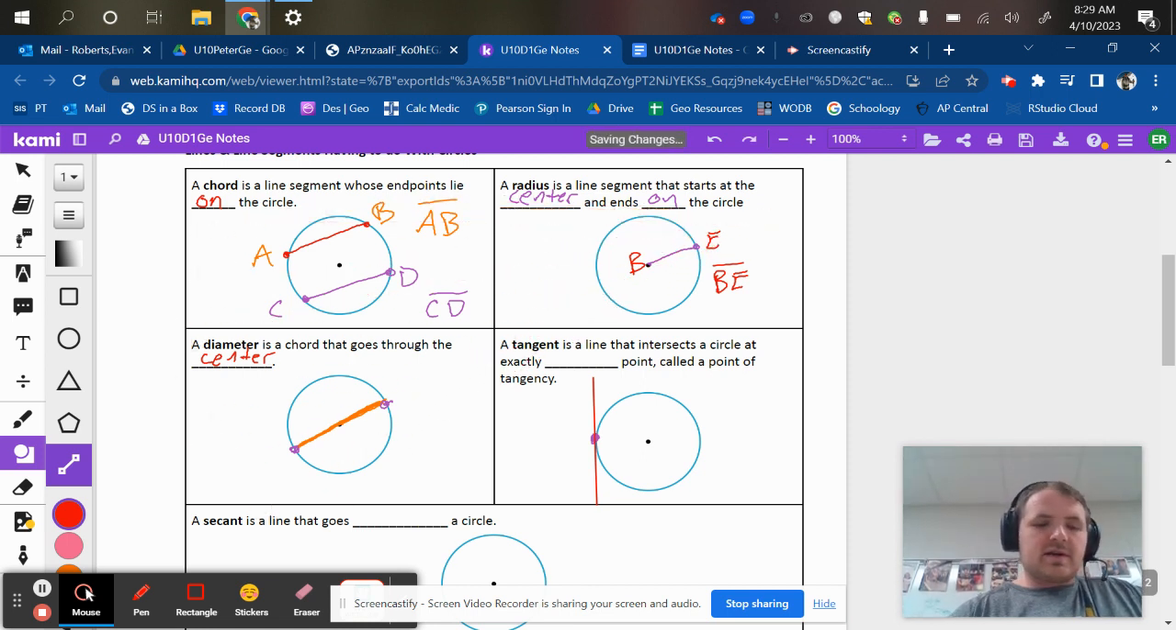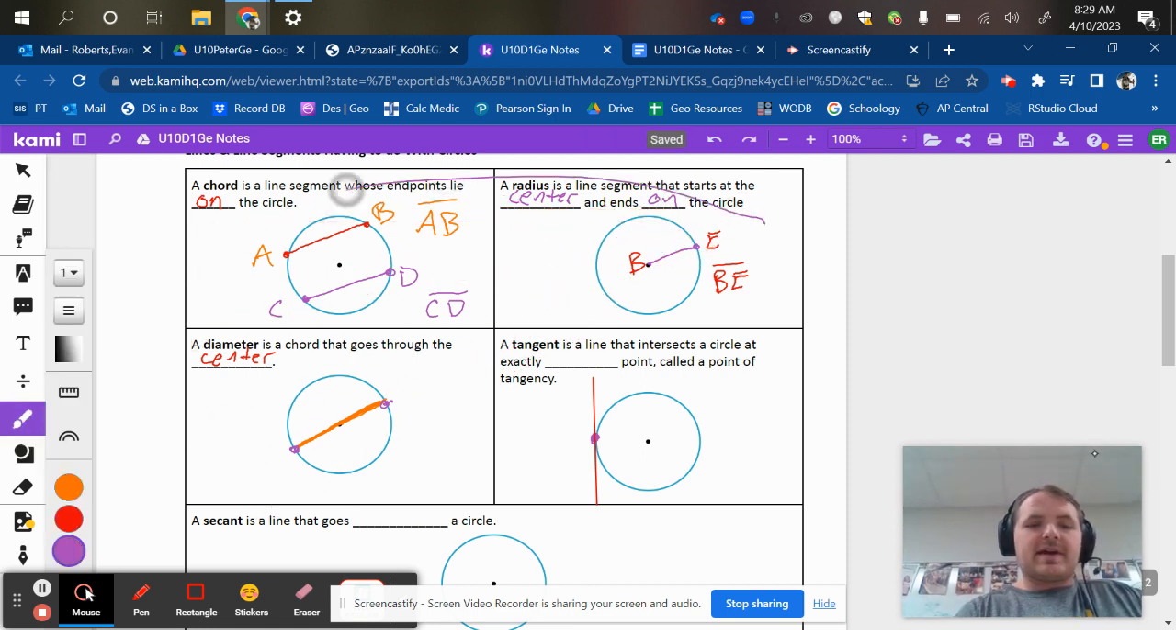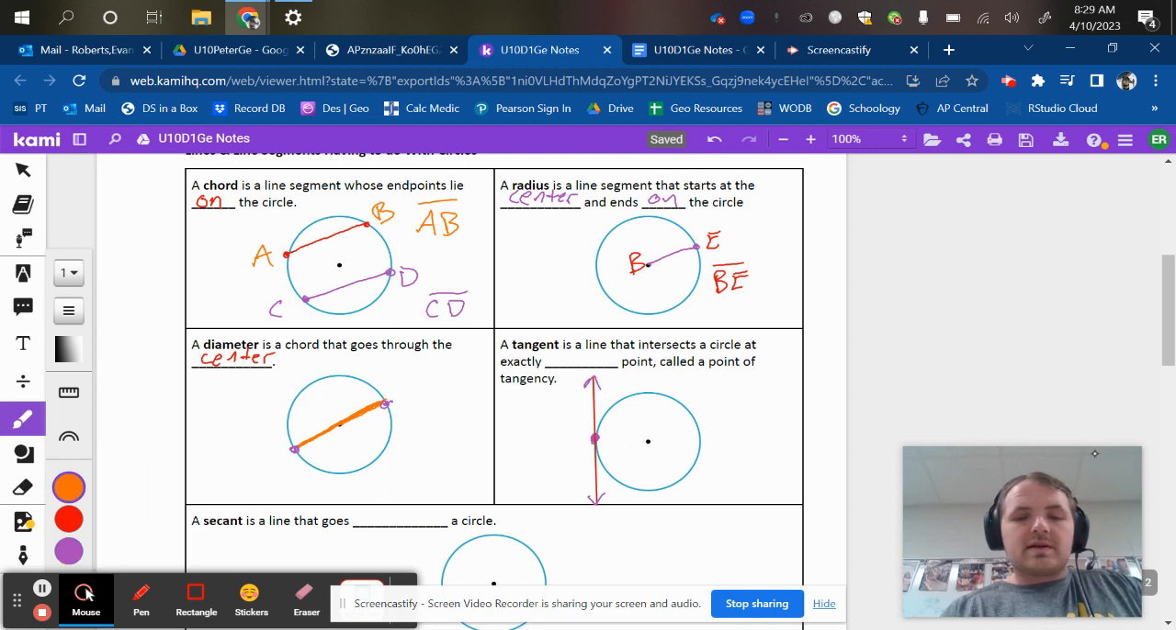Notice these were all segments up here, because they didn't have arrows on them. A tangent line actually has arrows because it's an actual line, not a segment. So a tangent line intersects exactly 1 point on that circle, and it's called the point of tangency.